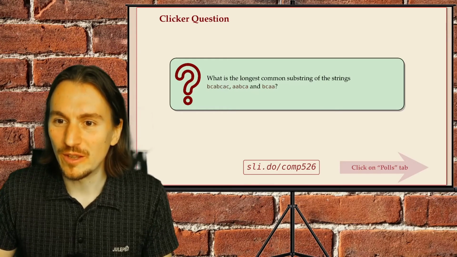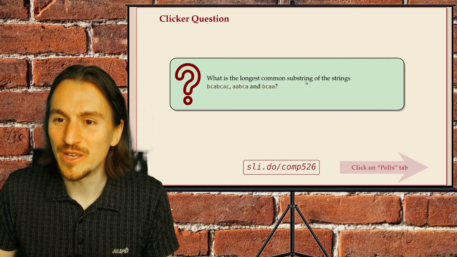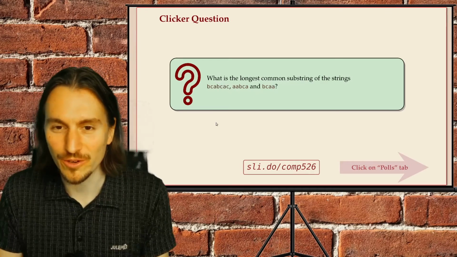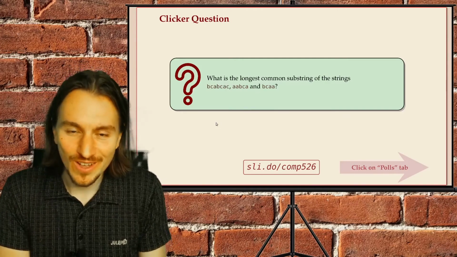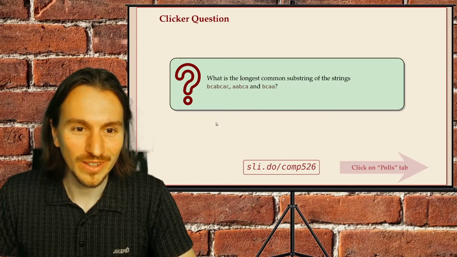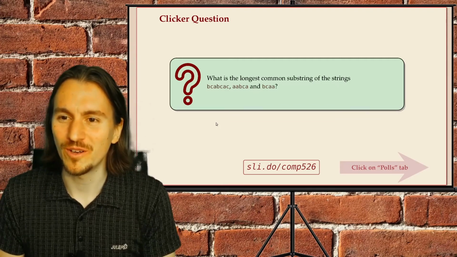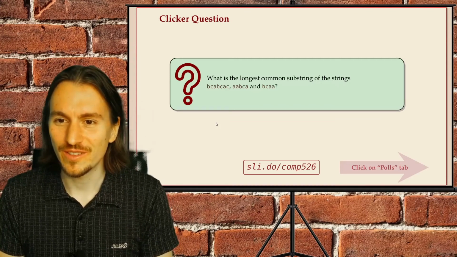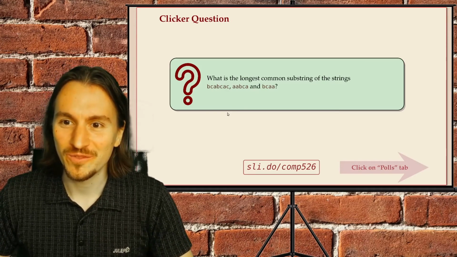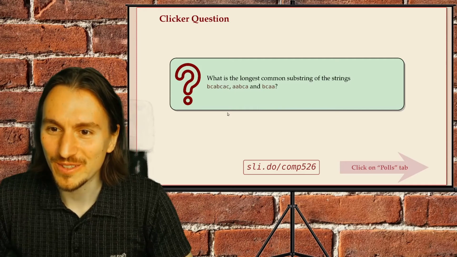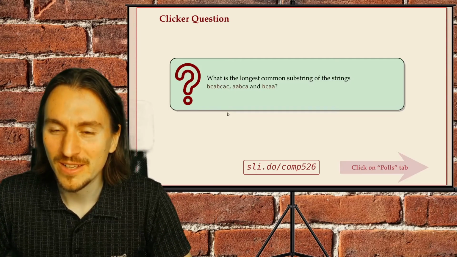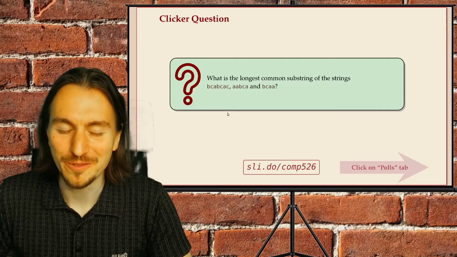So remember, the longest common substring has to be a substring of all 3 strings. You have to find a single string that occurs in all of those 3, and then among all of those, you want to find the longest one. You will see that even for this very small instance, these 3 strings, and they're not even very long, it's not completely obvious on first sight what the longest common substring is. But I'm sure you will figure it out.